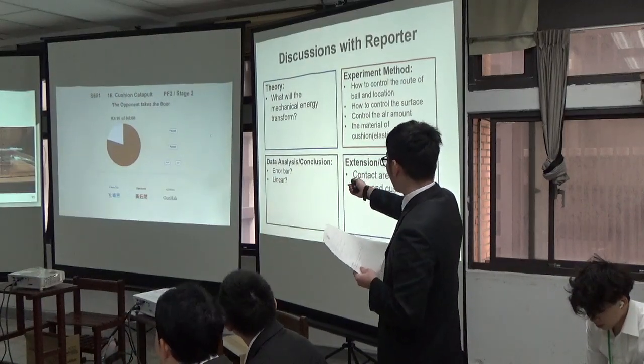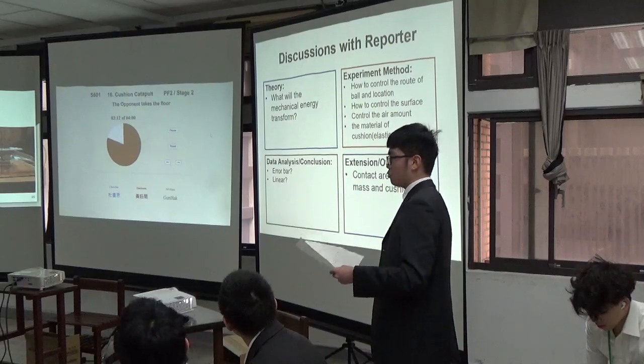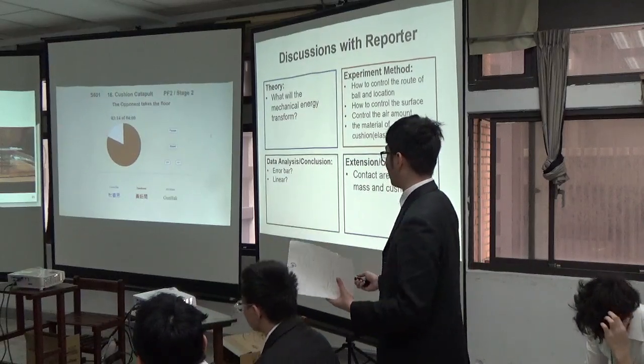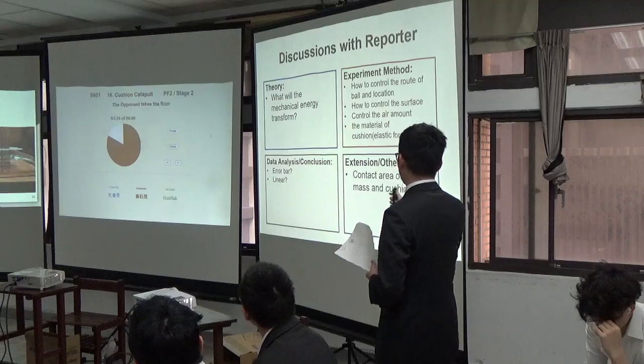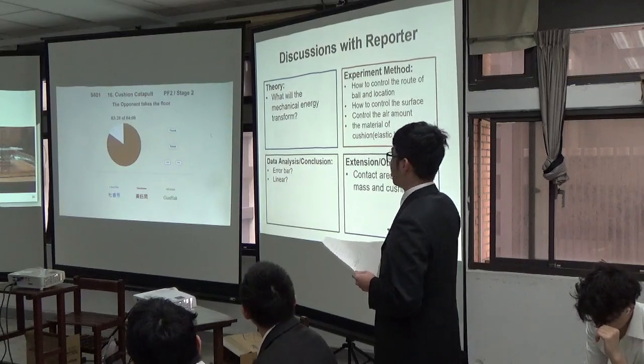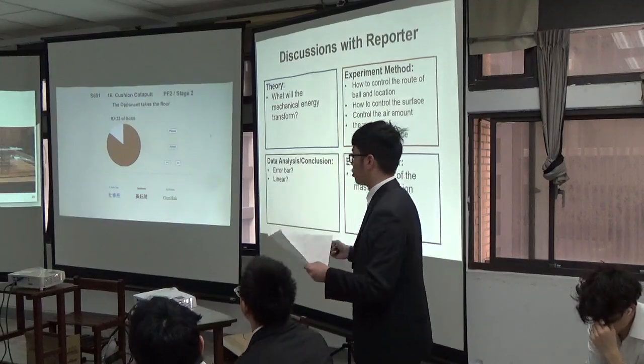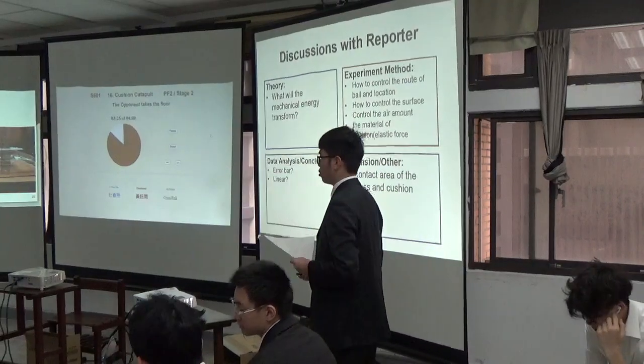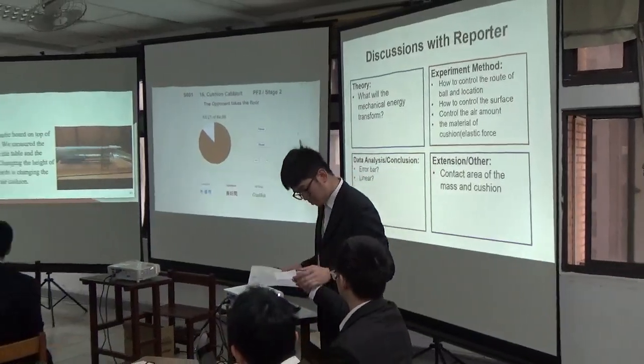For the data, they don't have error bars, and whether the relation is linear, they didn't mention. And for extension, I would like to know about the contact area of the mass and the quotient. So this will be the discussion with the reporter, and I would like to invite the reporter to start the discussion.